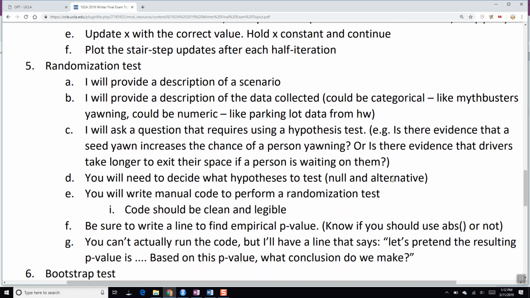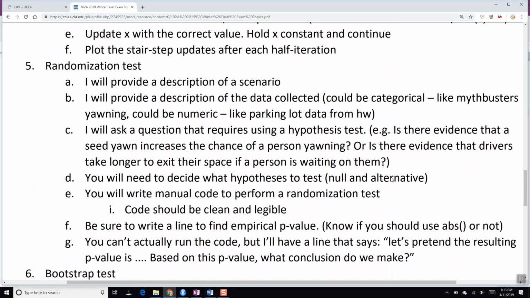Both of these are one-sided, right? Because it says, does yawning increase the chance of someone else yawning, or does someone take longer? So in those cases, you have a direction in your alternative. But the question might be, is there a difference or something? And you need to recognize that that'd be two-sided.